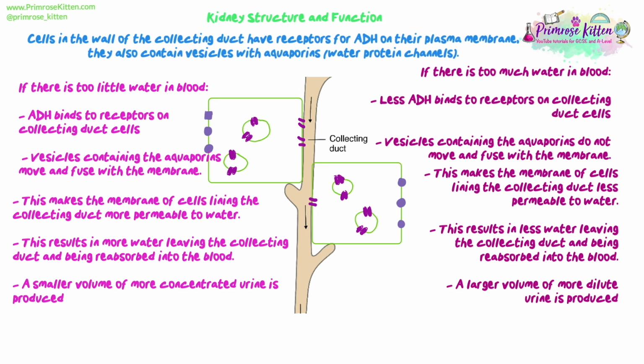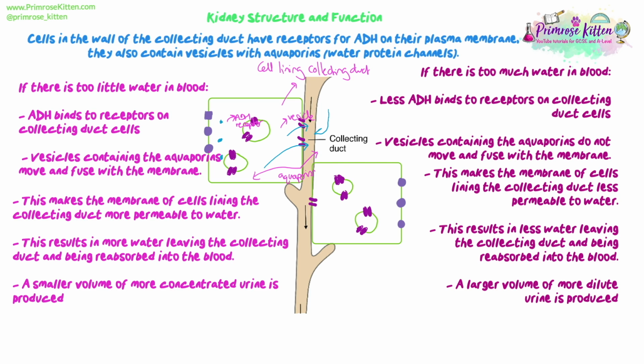So here I have my cells. Okay, so if there's too little water in the blood, there's not enough water in the blood, ADH is going to bind to the receptors on the collecting duct cells. So here's my ADH binding. And then that causes, in the same way that we've talked about all the other things happening using that secondary messenger cascade, vesicles containing the aquaporins to move towards the membrane where it's joining the collecting duct. Okay? What that does is that's going to increase the cell's permeability to water. So it makes it more permeable to water.